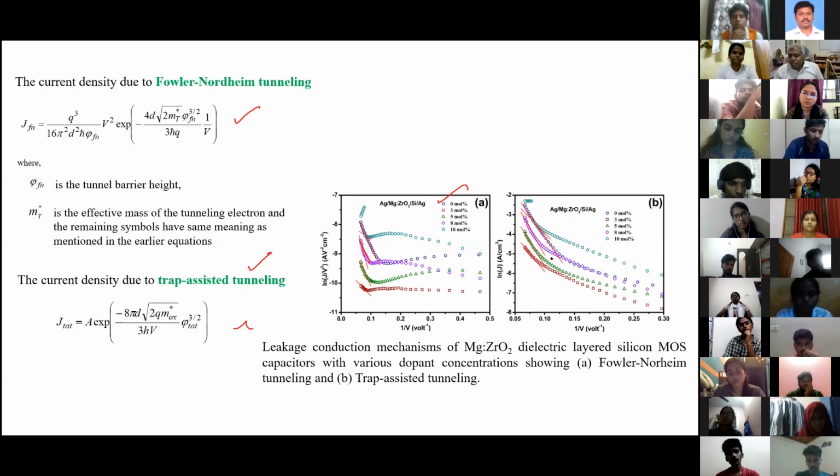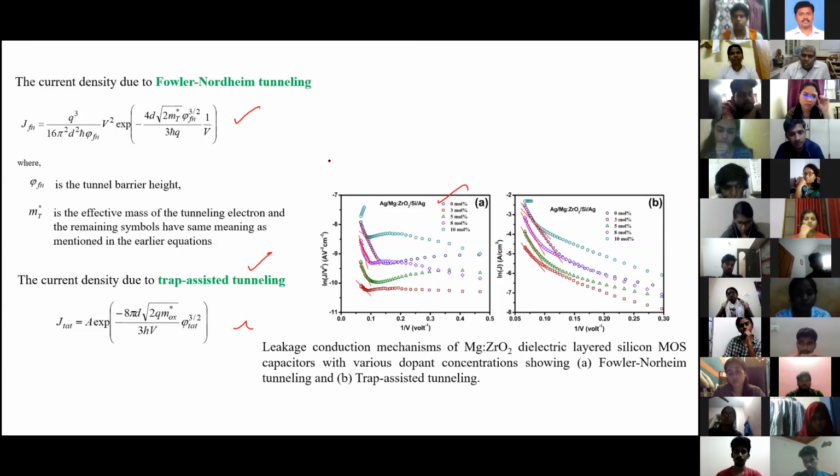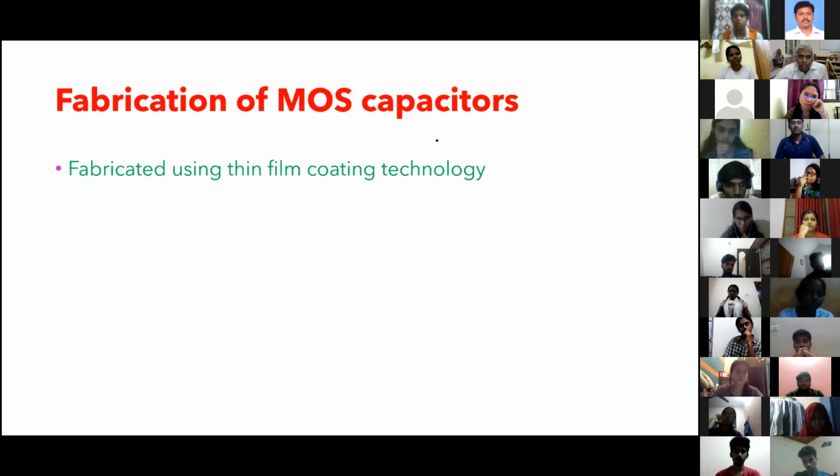So there are very different mechanisms available. In some materials, some mechanism will be followed, and in others, some other mechanism will be followed. This is a post-analysis of your IV characteristics or current density characteristics in MOS capacitors, and we have done that. I have less time, so let me go a little faster. That's all about the MOS capacitors' electrical behavior.